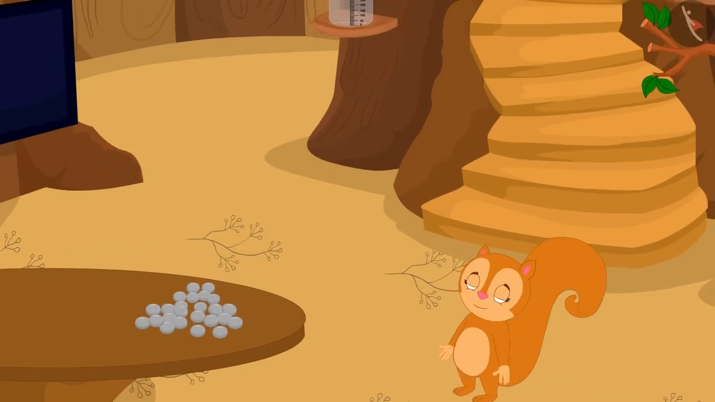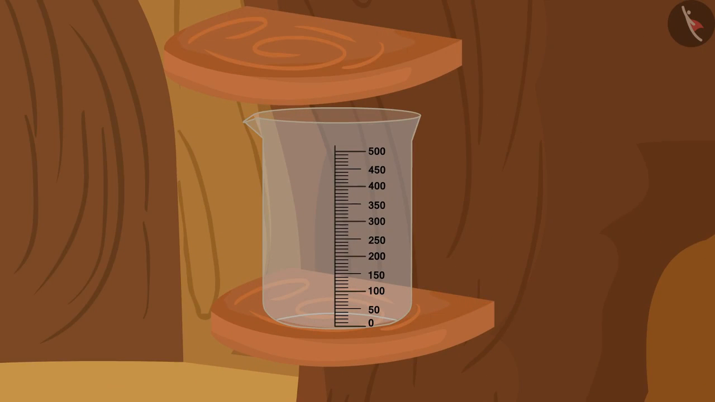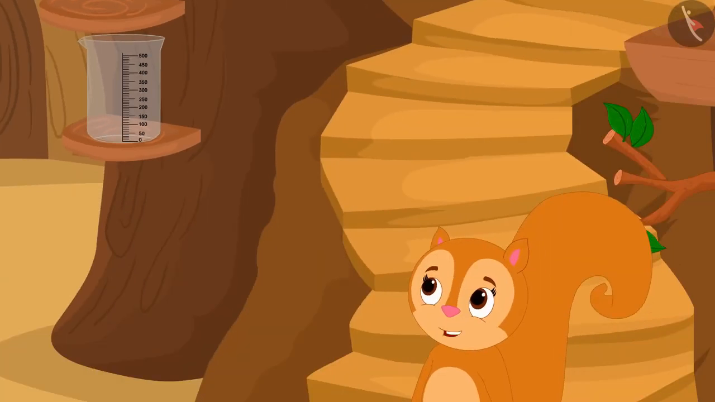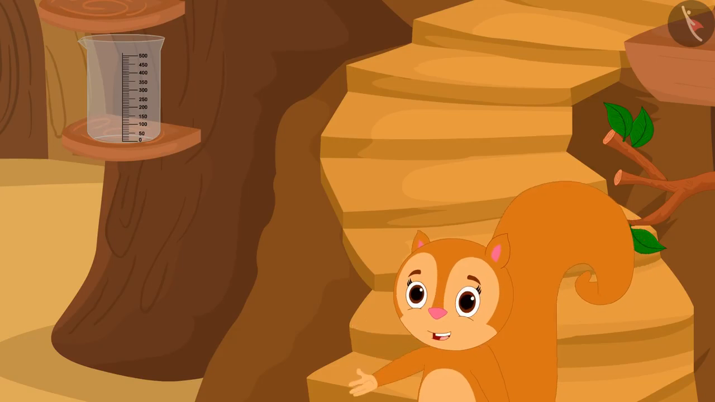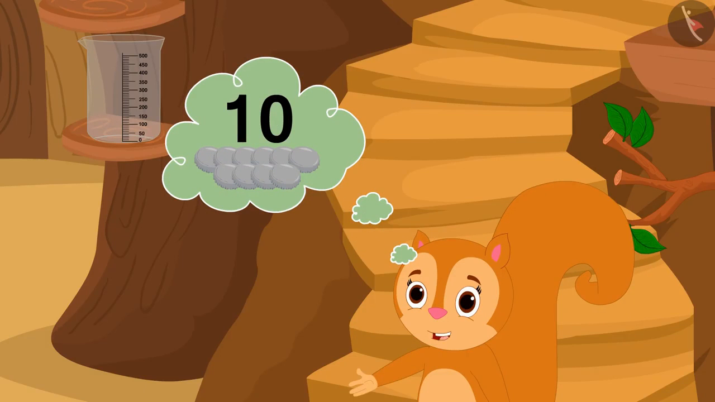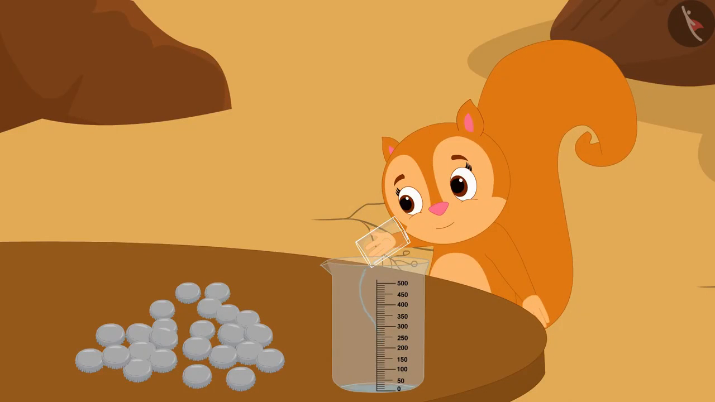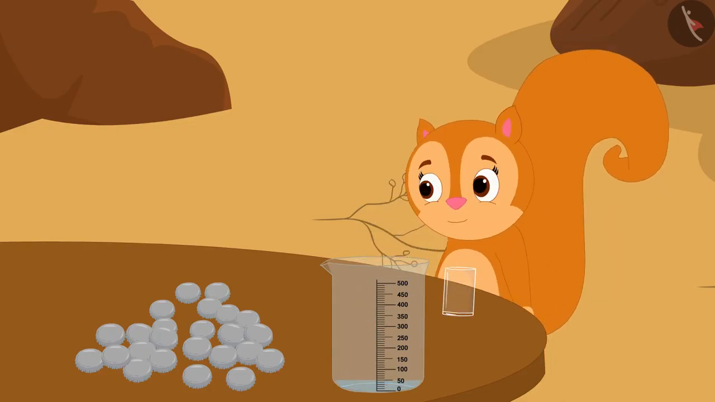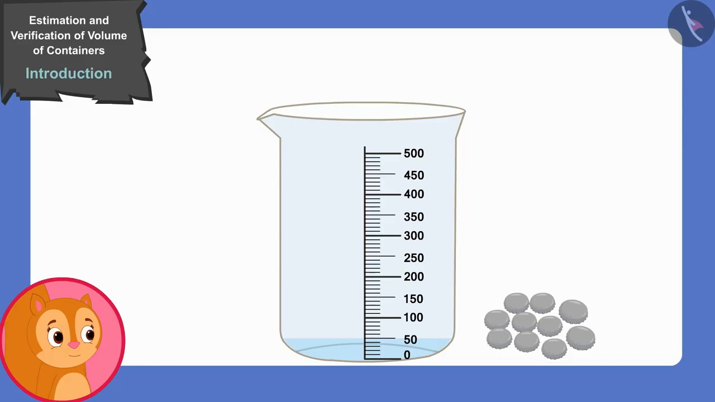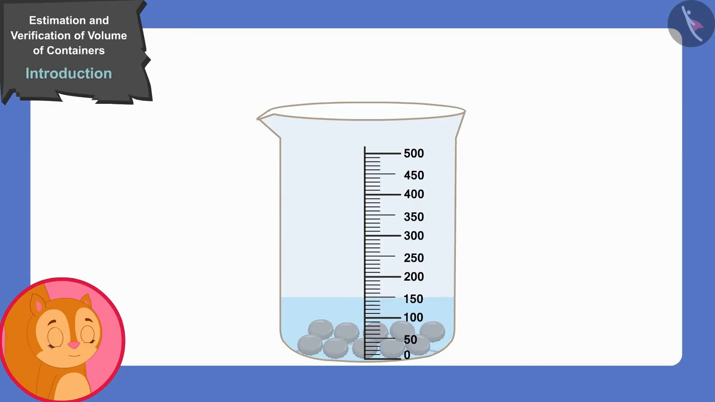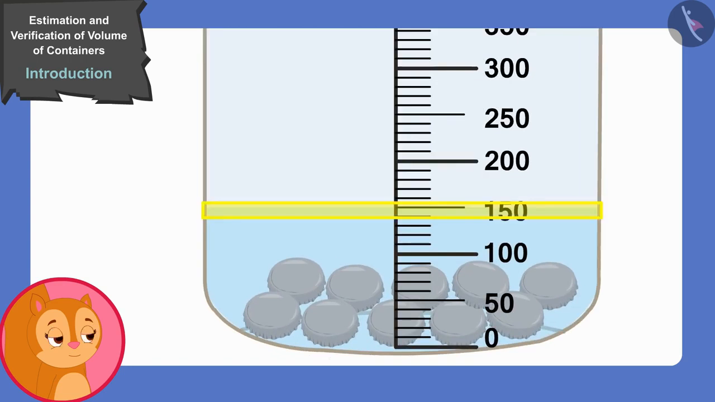Just then, her eyes went to the measuring cup kept in her house. Oh yes! With the help of this measuring cup, I will first find out what the volume of 10 bottle caps is. Then, I will be able to easily find out the volume of 100 bottle caps. Chanda filled 50 milliliters of water in that measuring cup. Then, she put 10 covers in that measuring cup and the water level came up to 150 milliliters.